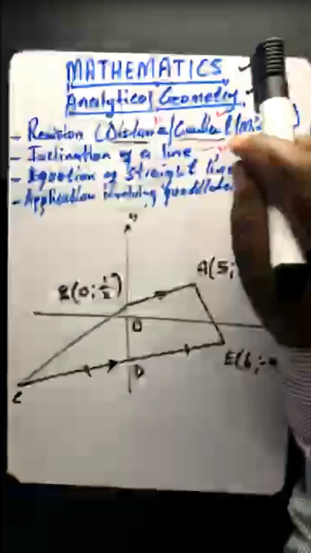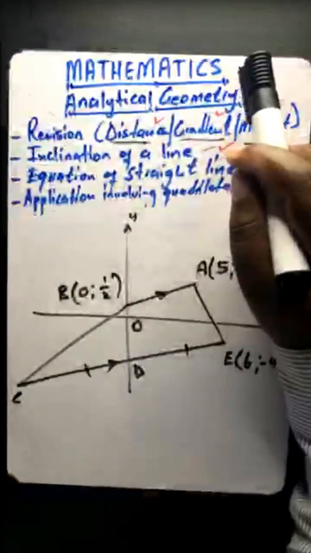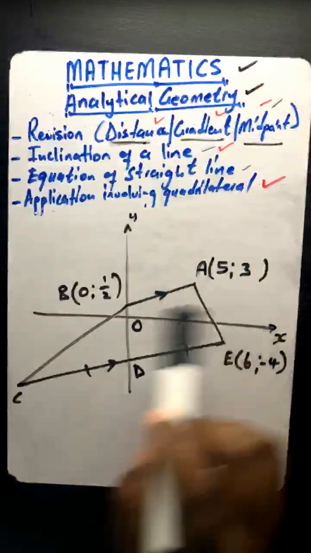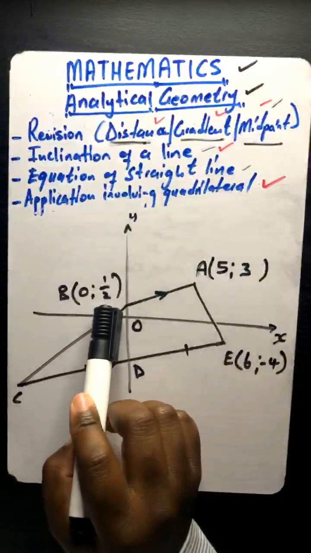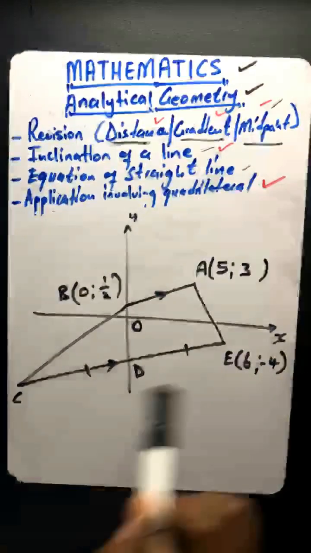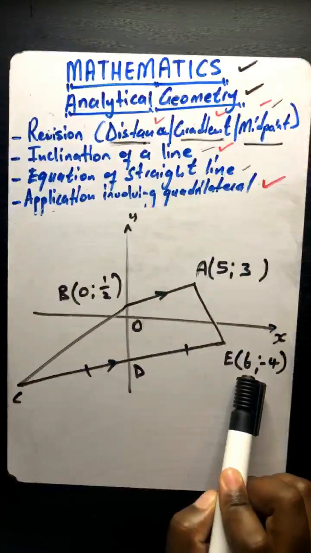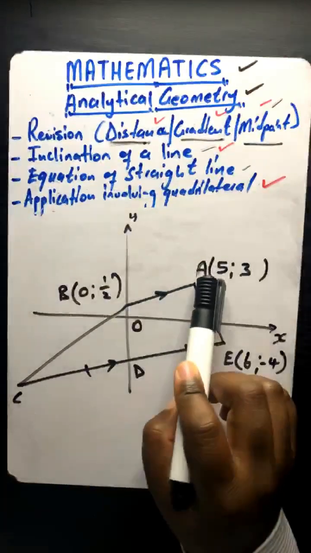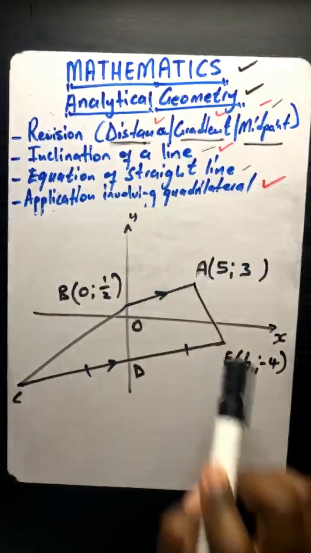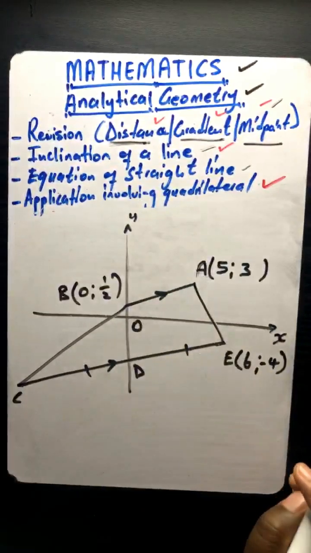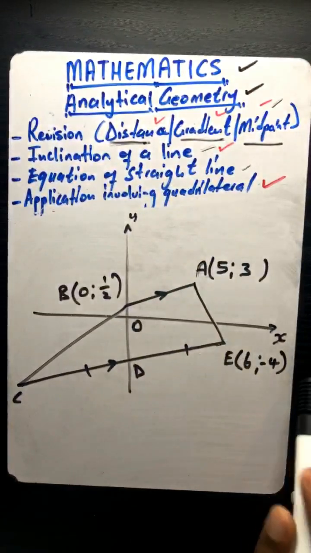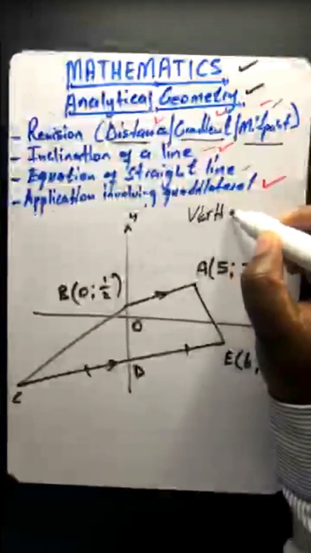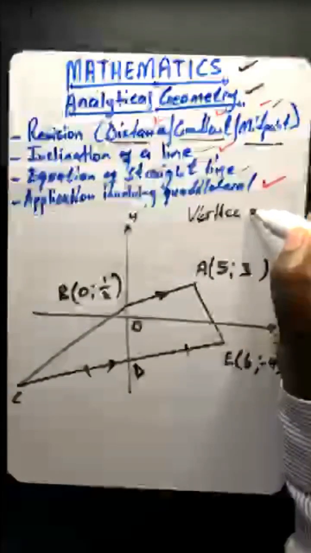It says, in the diagram, A is the point with coordinates (5; 3), B is the point (0; 1/2), and C and E are also points. They are the vertices of a trapezium, with BA parallel to CE. Bantu bakithi, vertices means the corners.